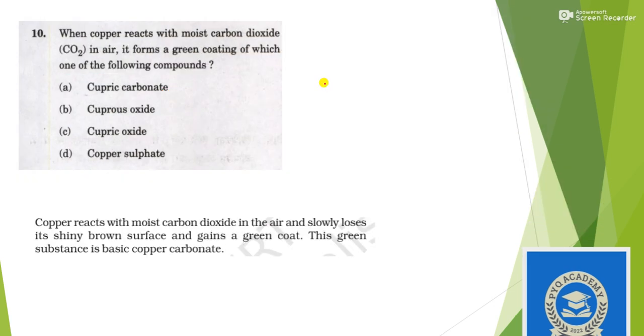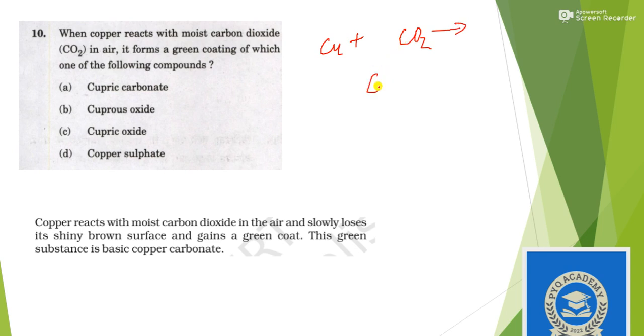When copper reacts with moist carbon dioxide in air, it forms a green coating of which one of the following compounds? It is asking about the reaction Cu plus CO2.